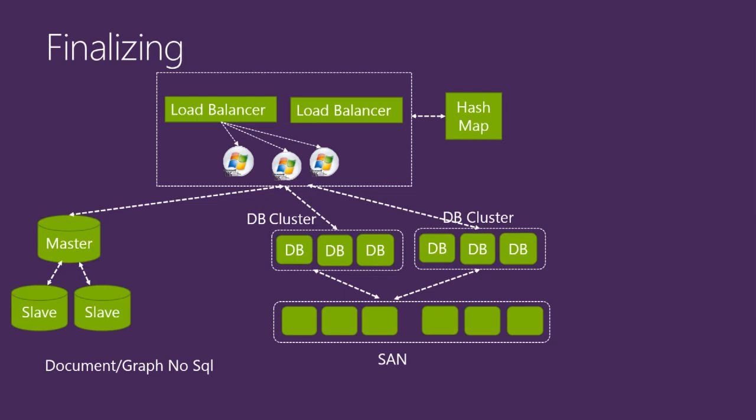So going back to the same exact thing, we've got active-active, or active-passive. Totally depends on how you want to do it. We have IIS right here. We've got the hash map right here. And we have DB clusters and everything.